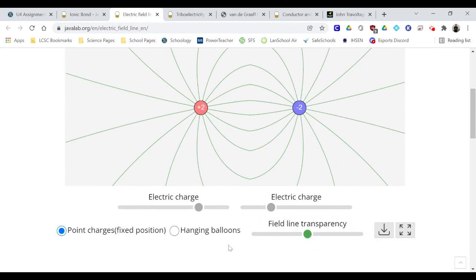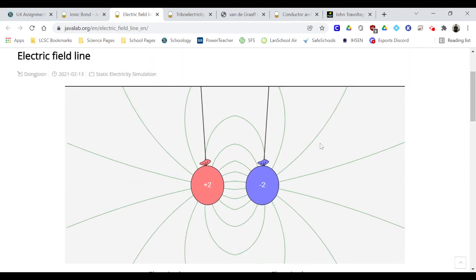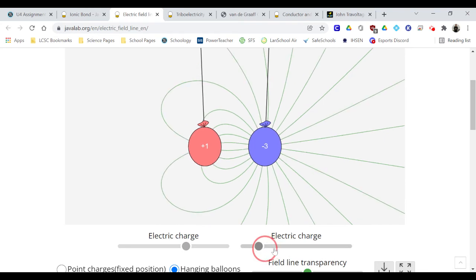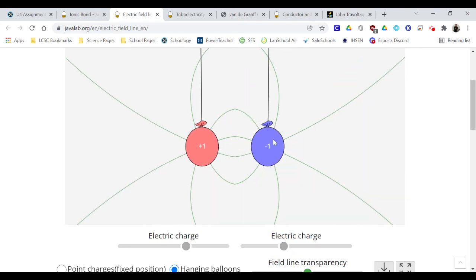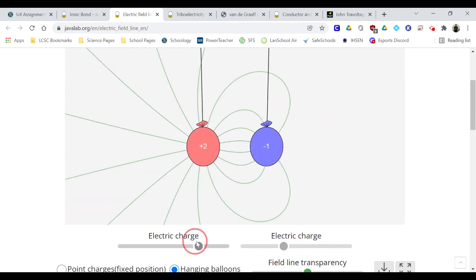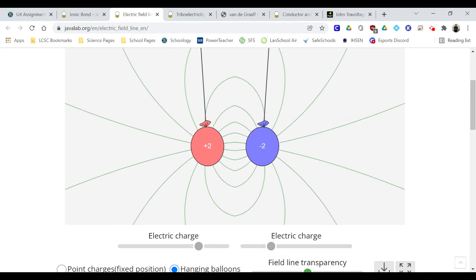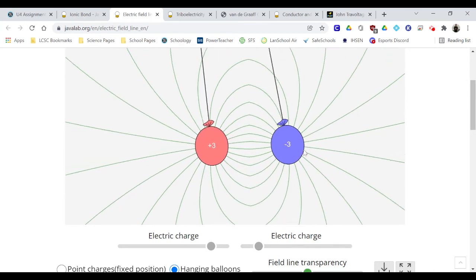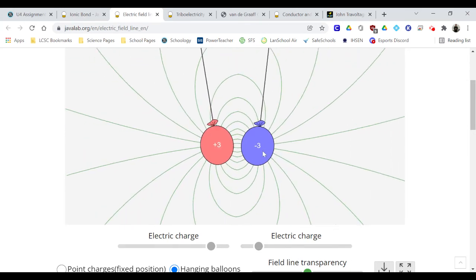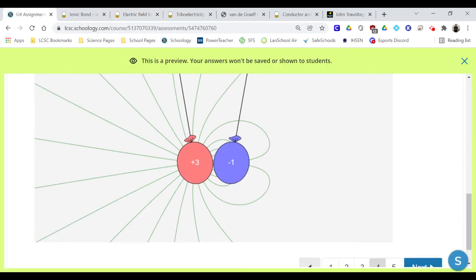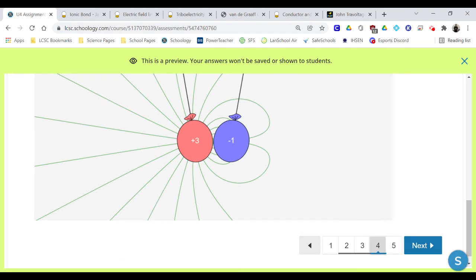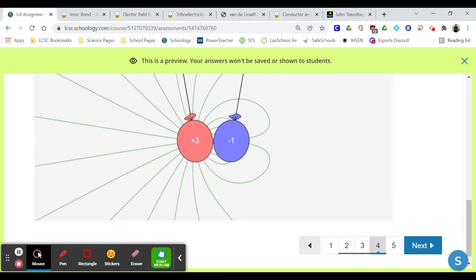Okay, and you can see this best if you change this over to hanging balloons, where they start to drift towards each other. Like if I set this back to a negative 1 and a positive 1. Yeah, I mean, they do get closer to each other. If I step it up to a positive 2 and a negative 2, they start getting even closer together. If I make it a positive 3 and a negative 3, they're really attracted. I can barely get them away from each other. Okay, so electric charges can attract and repel.